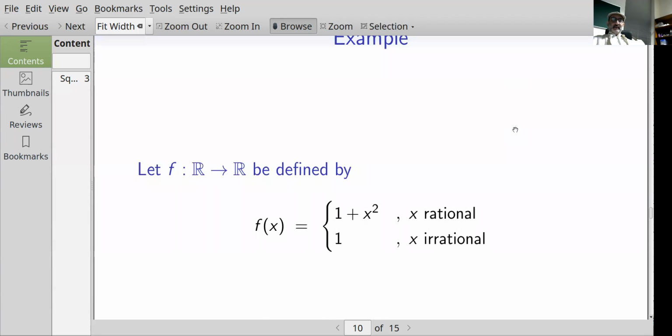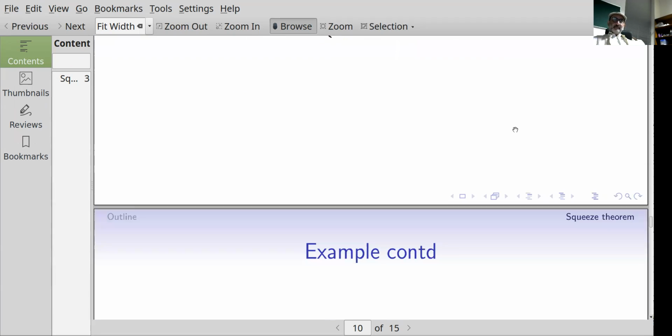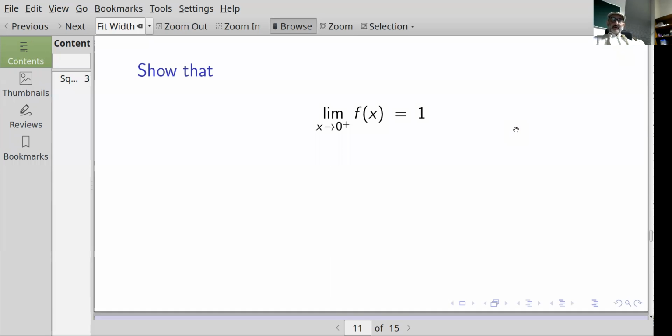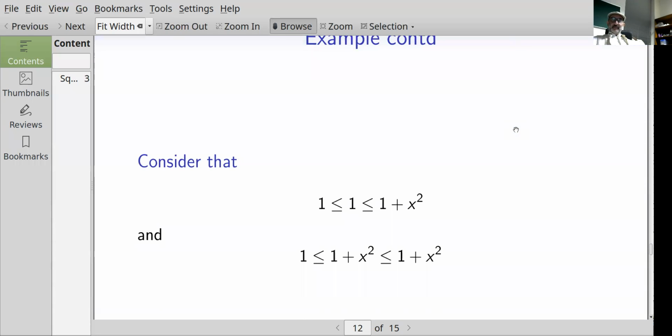Okay. Let's consider another example. f sends reals to reals, defined by f of x equals 1 plus x squared when x is rational, and 1 when x is irrational. Okay. So I want to show that the limit as x goes to 0 from the right of f of x is equal to 1. Again, that's a complicated function, and it's difficult to argue about what values it's taking. But we try and bound it between two other values.